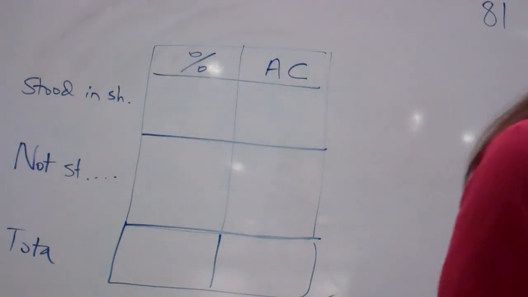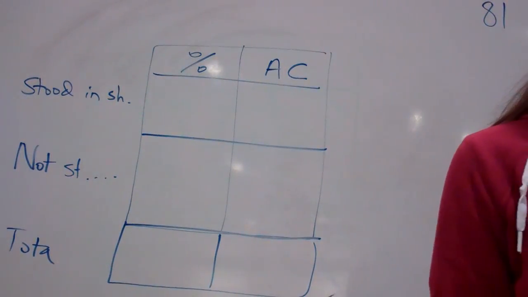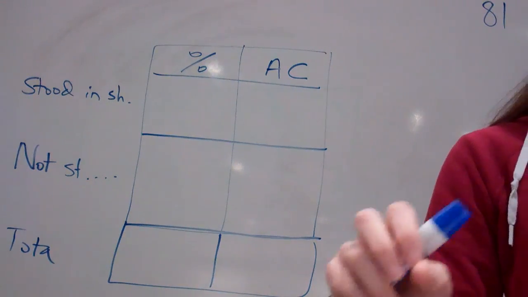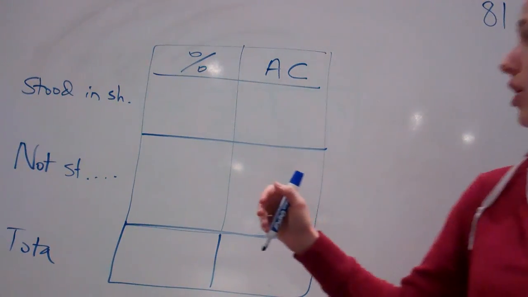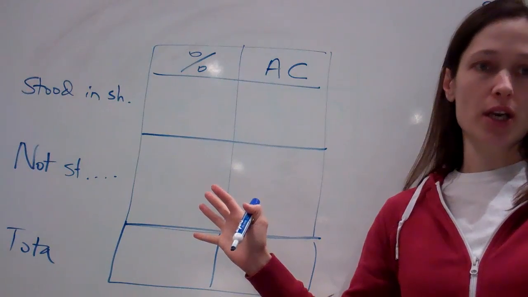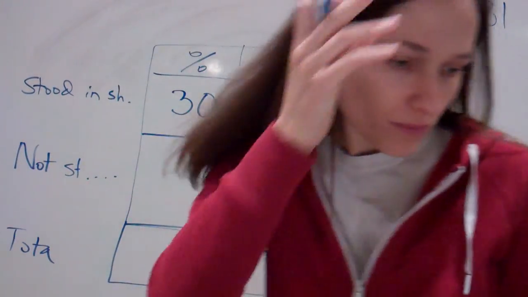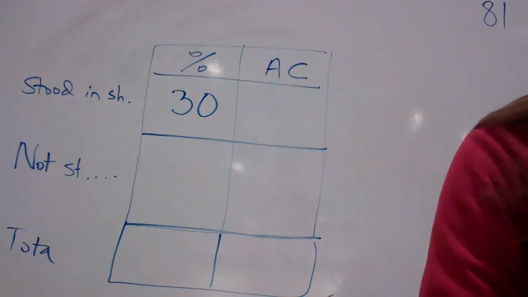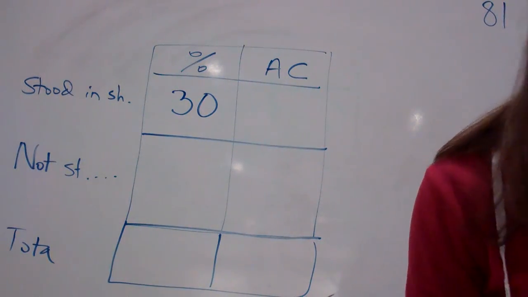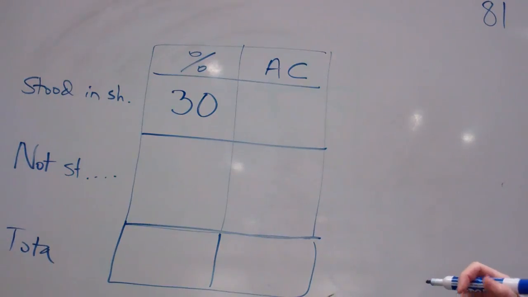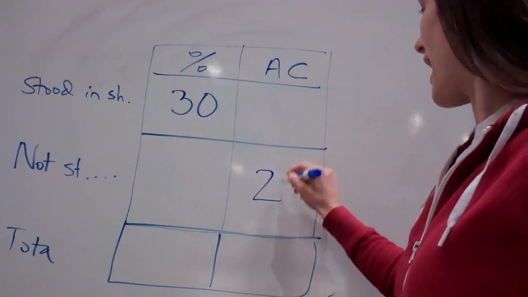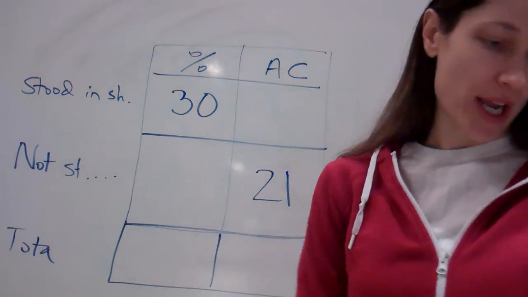Okay, so now let's put in the information that we hear. It says 30% of the herd stood in the shade. So where's the 30% going to go? Top left corner. Very good. So we're going to put 30% here. Then it says if 21 cows did not stand in the shade. The middle right. Yes, right here, 21 actual count, not stand in the shade.